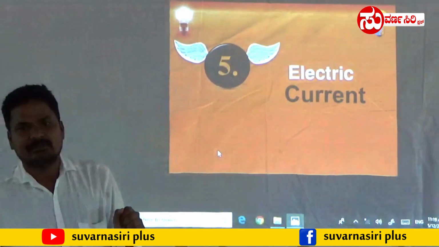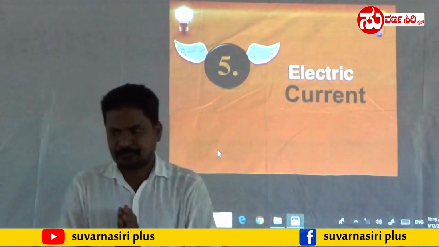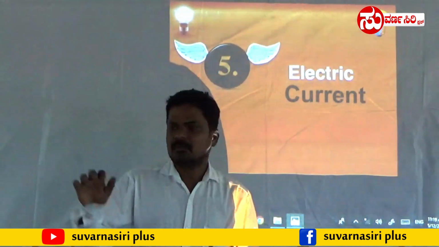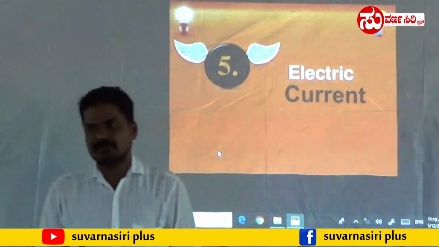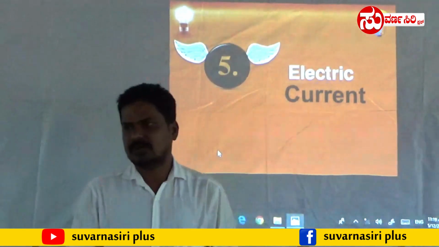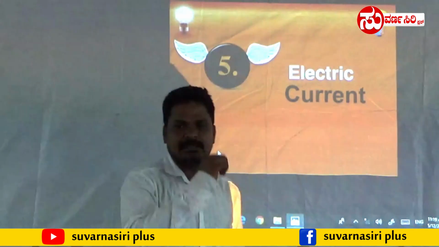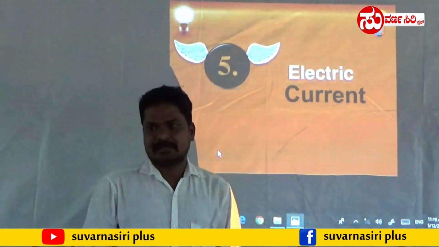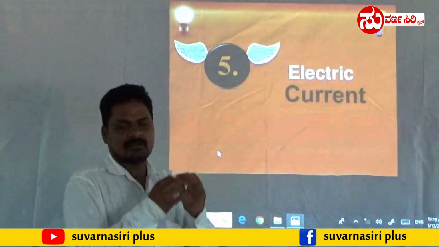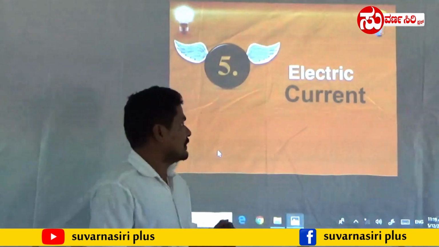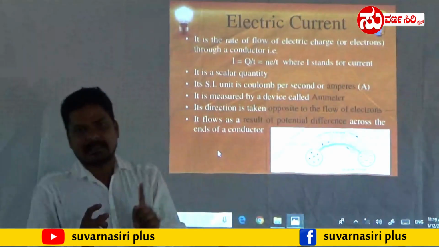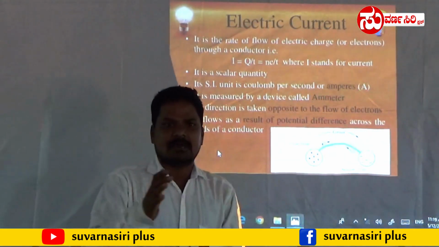Okay, so first of all we know what is meant by current. Current means movement of materials. For example, if water is flowing, that is called water current. If wind is blowing, that is called wind current. So here what is happening? The wind particles are moving and the water particles are moving, they cause the current. So here electric current is nothing but electrons moving.